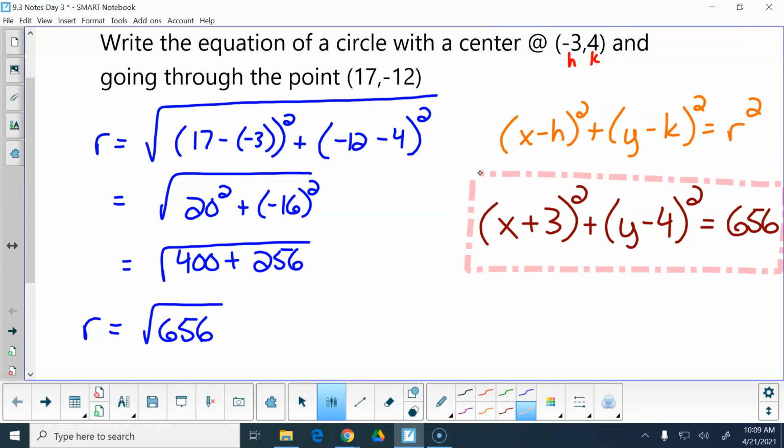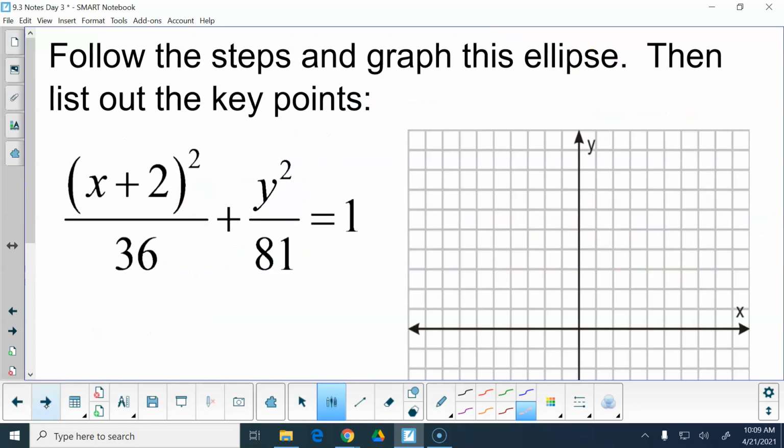Yes? There's that. So today I would like to graph some more ellipses. Again, I don't know where you're at in terms of graph paper, but if you need more, it's always up here for you. Okay?